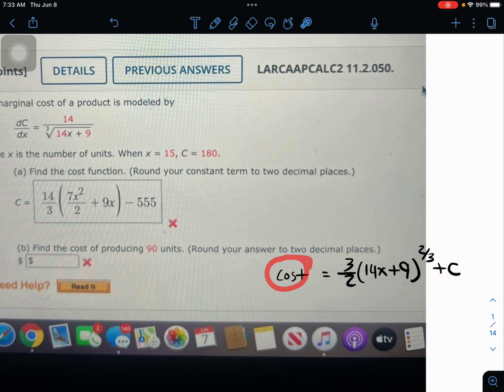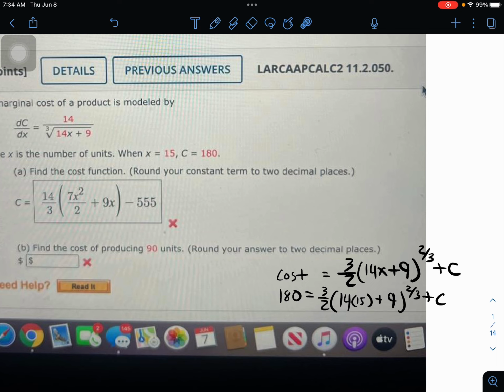Cost. The cost is 180. So you've got to put 180 right here. That's your cost. 180 equals 3 halves. Now I'm going to go 14, not x, because I know what the x is equal to. It's 15. So I'm going to put a 15 in here, plus 9 to the 2/3 plus c.